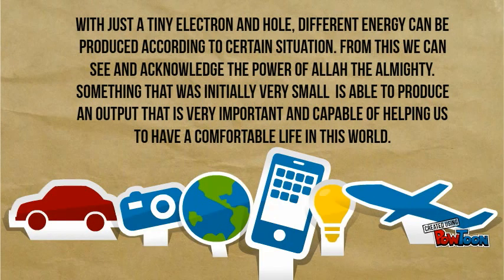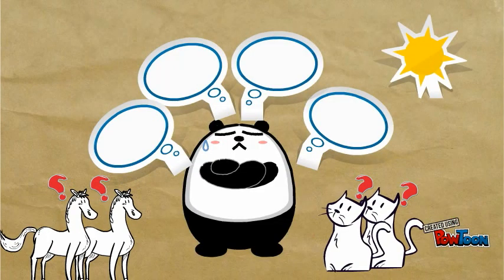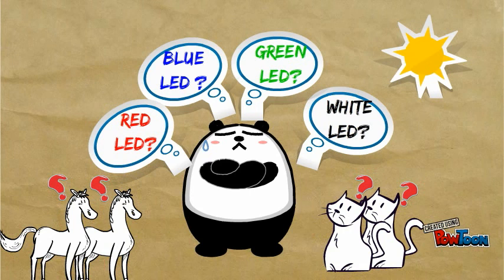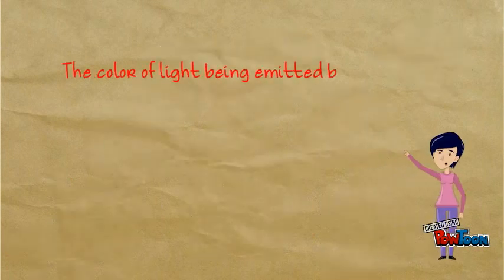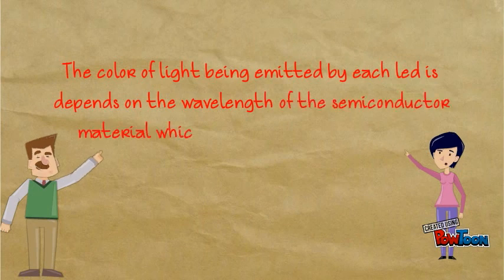Now, ladies and gentlemen, you might wonder, how can an LED emit light with different color? Well, the answer is bandgap. The color of light being emitted by each LED depends on the wavelength of the semiconductor material, which actually depends on the bandgap energy of the p-n-junction.